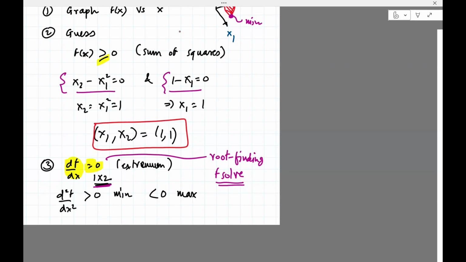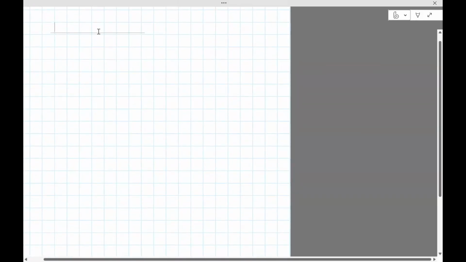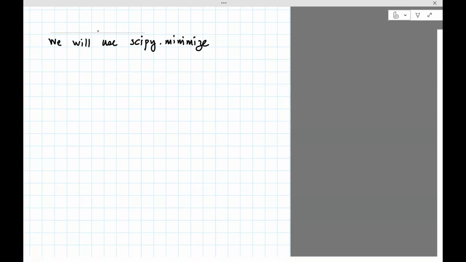And that's why we'll not write code to do that, but we'll just rely on what the optimization toolbox has to offer. Okay. So we will use scipy.minimize to do all these optimizations.